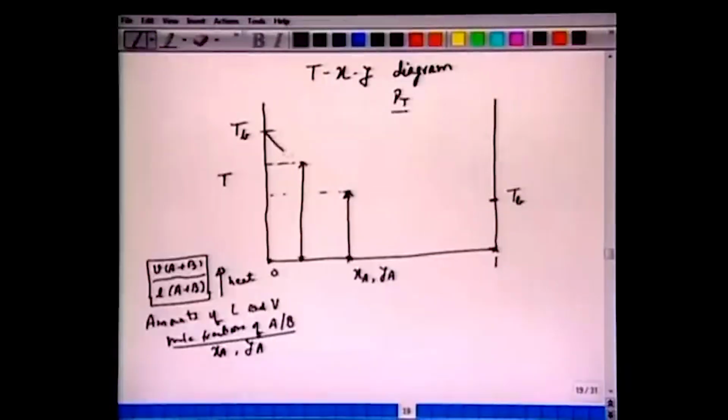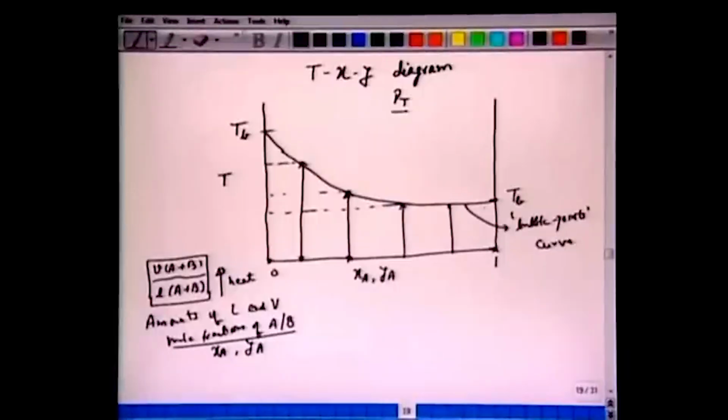Essentially, we will have a locus of all boiling temperatures like this. If we take another mole fraction here and heat it, we have another boiling temperature. So essentially, we have a locus, the bubble points curve. So, what is a bubble points curve? It's a locus of the temperatures, depending upon the mole fractions of A in the liquid phase, at which the first bubble is formed.